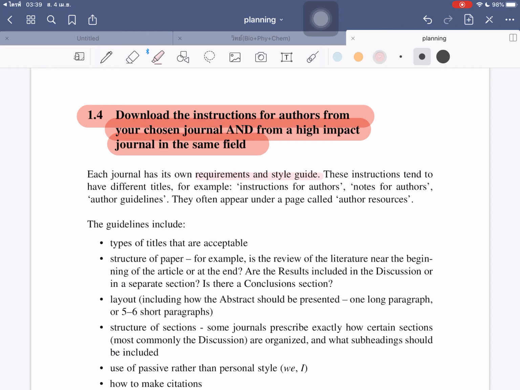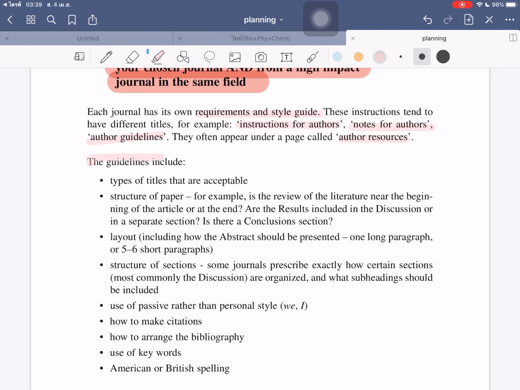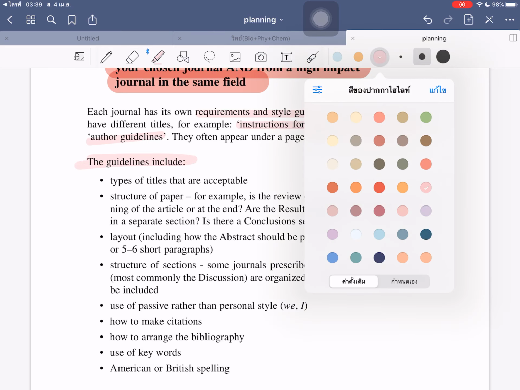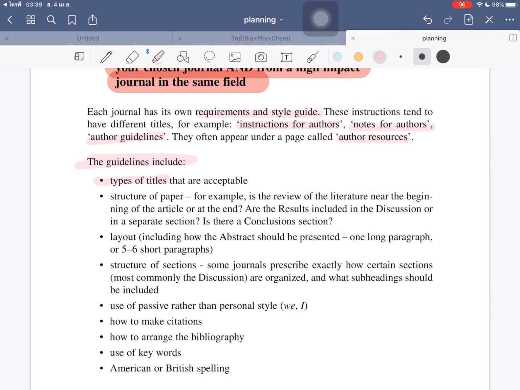You can look at the section called instructions for authors, notes for authors, or the guidelines, or other resources. Some guidelines should include what? They tell you about the type of title which is acceptable, and the structure of the paper.